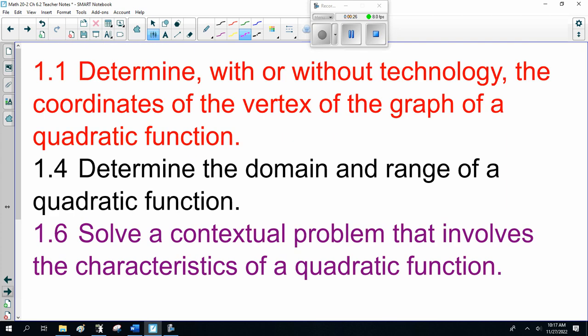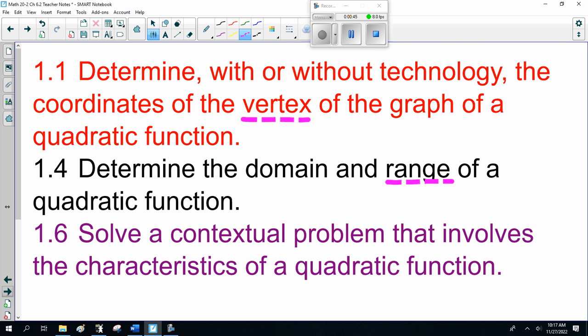Now, we're going to determine, with or without technology, the coordinates of the vertex of the graph of a quadratic function. We are going to determine the domain and range of a quadratic function, and we're going to solve a contextual problem that involves the characteristics of a quadratic function.